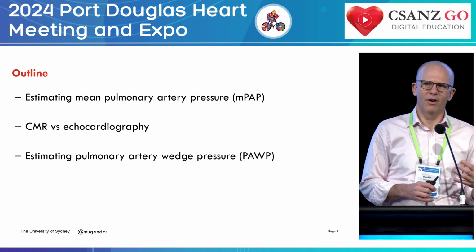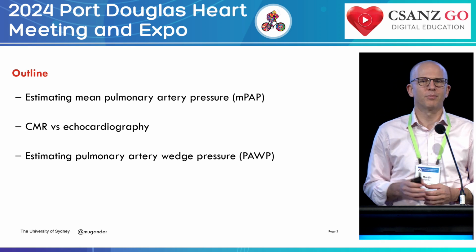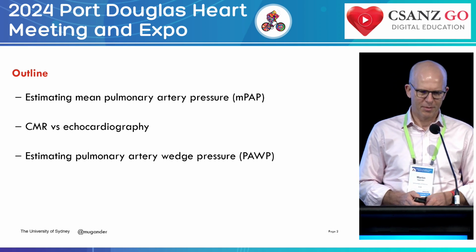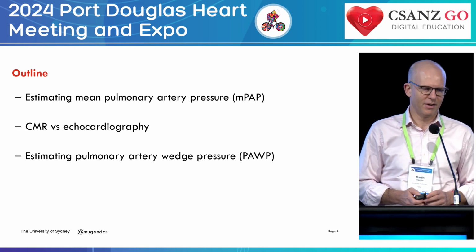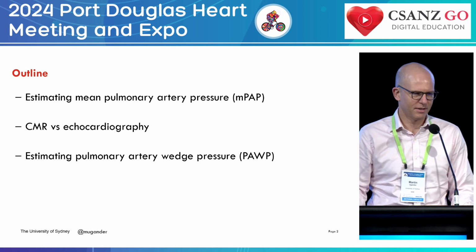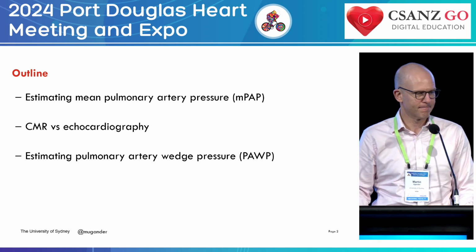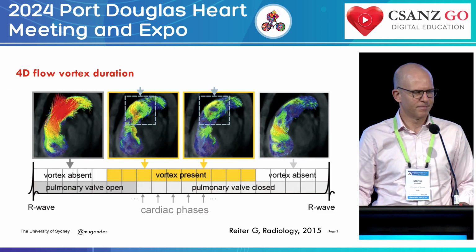So both the pulmonary artery pressure and the wedge pressure are keys to our hemodynamic assessment, and a lot has happened there with some dramatic improvements in new techniques. So let's start with the PA pressure.